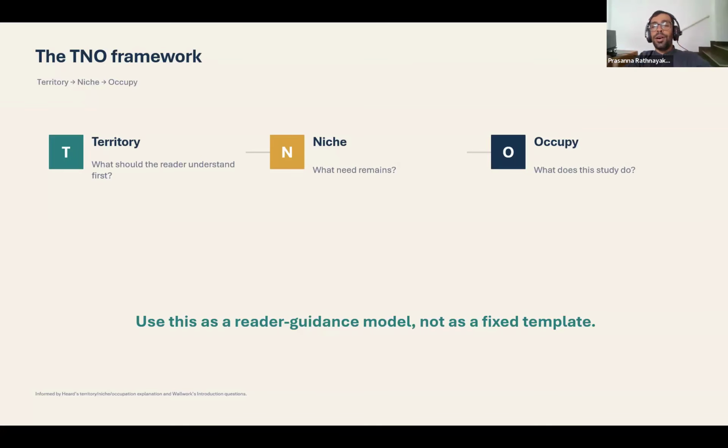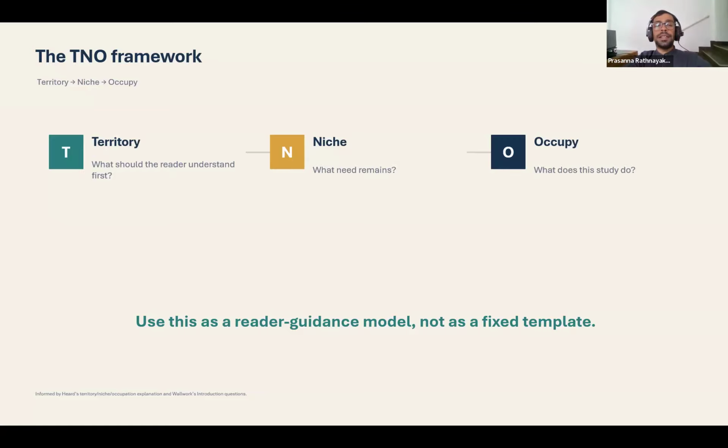Instead of using Wahlberg's questions, we'll be putting this into a simpler set of labels, which William B. Hertz uses: TNO. Territory, niche, and occupy. Because it is easy to remember. But please do not turn it into a mechanical template. Some papers might need a longer territory, whereas others may need a shorter one. Some need a quicker move to the niche, maybe others expect a slower move into it. Some disciplines announce results early, others do not.